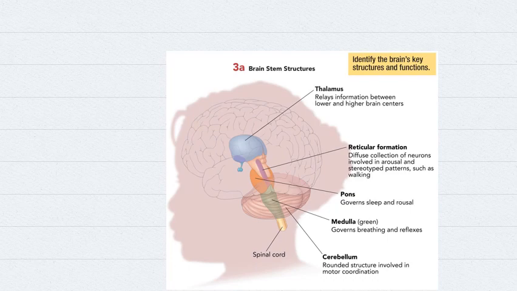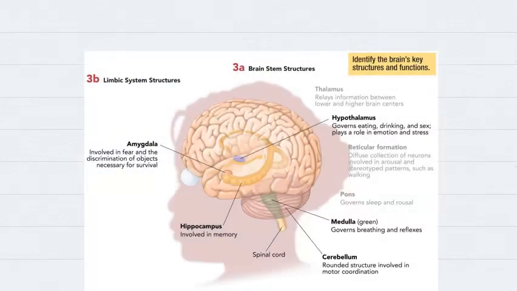Next, we have the reticular formation. So a diffuse collection of neurons involved in arousal, stereotyped patterns such as walking. And we have the pons that governs sleep and arousal. So we also have here the medulla that governs breathing and reflexes, and the cerebellum that is a rounded structure involved in motor coordination. So next we have here the limbic system.